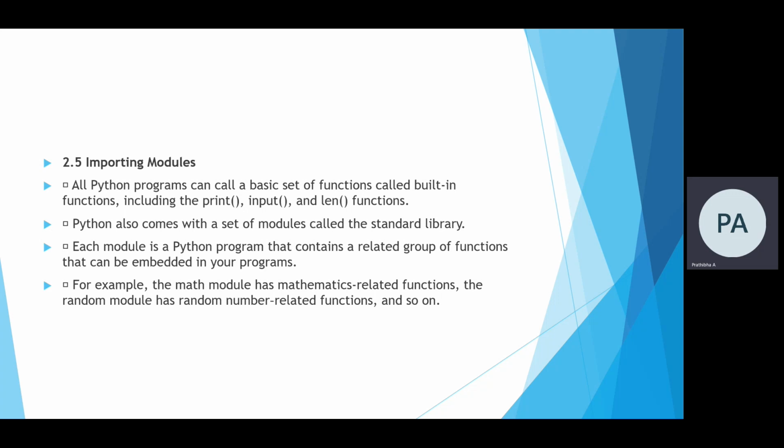Python also comes with a set of modules called the standard library. Each module is a Python program that contains a related group of functions that can be embedded in your program. So these modules are called the standard library, and they can be imported into a program so that it can run its task successfully. For example, the math module has mathematics related functions, and the random module has random number related functions. There are several modules we can import into our program so that we can perform our functions exactly as we need.